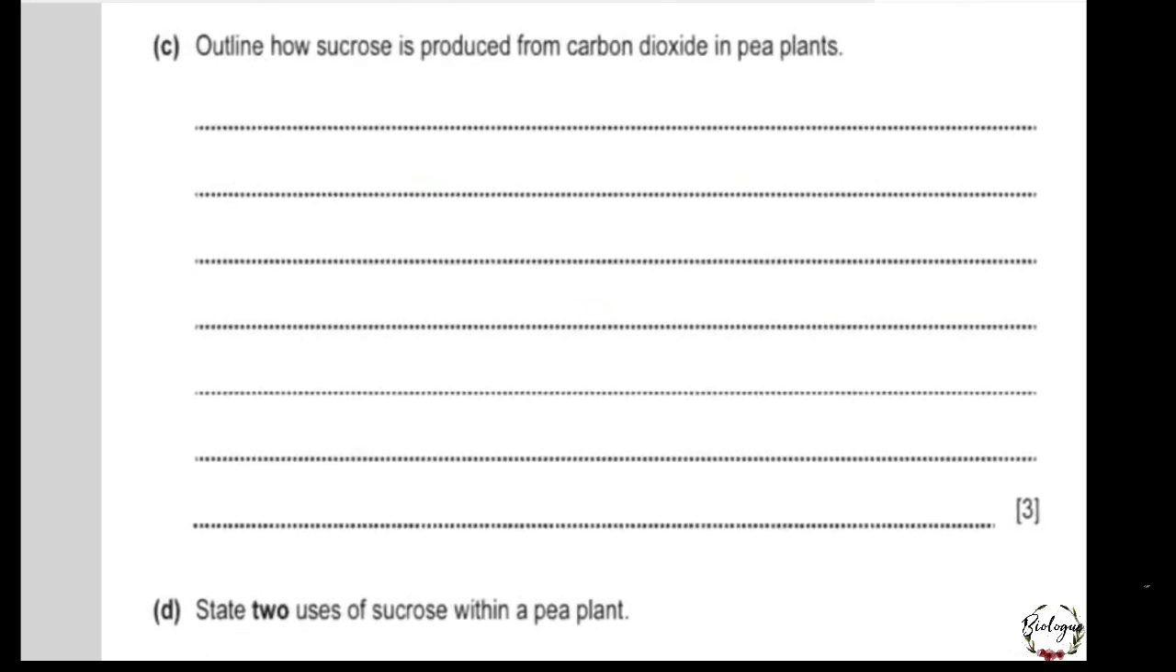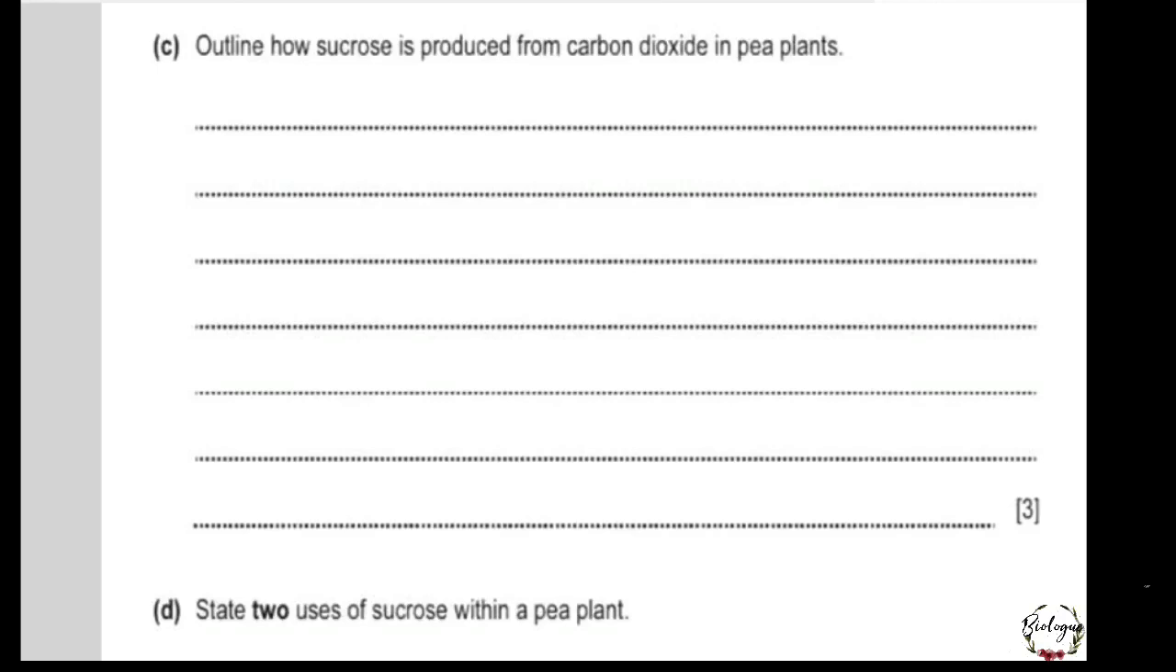Alright, so sucrose being produced from carbon dioxide, we know the process. During photosynthesis, the water molecule will split up into its constituent elements like hydrogen and oxygen. The hydrogen will combine with the carbon from the carbon dioxide to form carbohydrates, the glucose. Now, how exactly is this water splitting up into hydrogen and oxygen? It is via the energy from the sunlight.